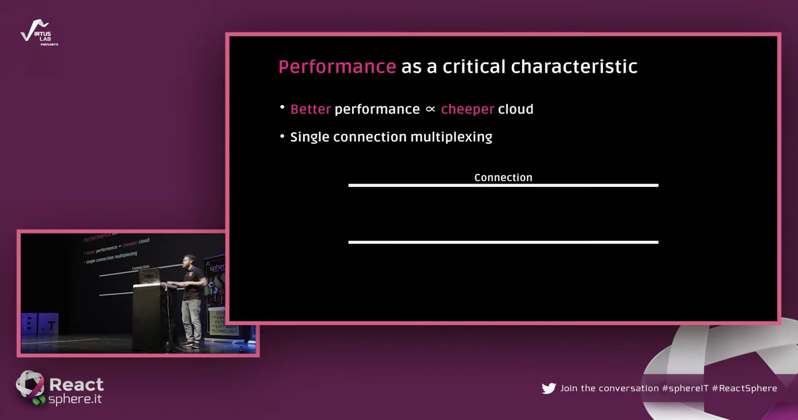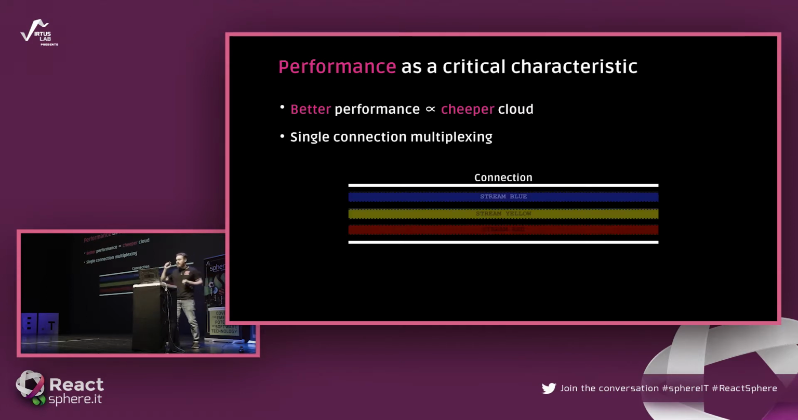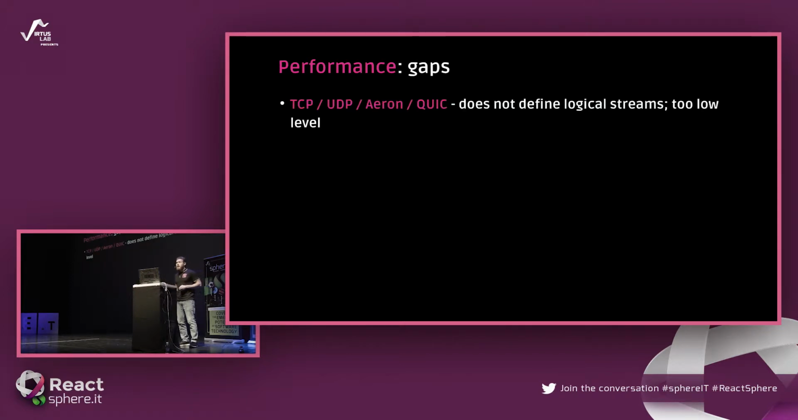That's from the protocol perspective. So what we want to have is stream IDs, like logical streams inside the single connection, and then multiplex all the messages through it. That's what we want to have. Where are the gaps here? First of all, low-level protocols like TCP and UDP do not provide that. You have to add that yourself.